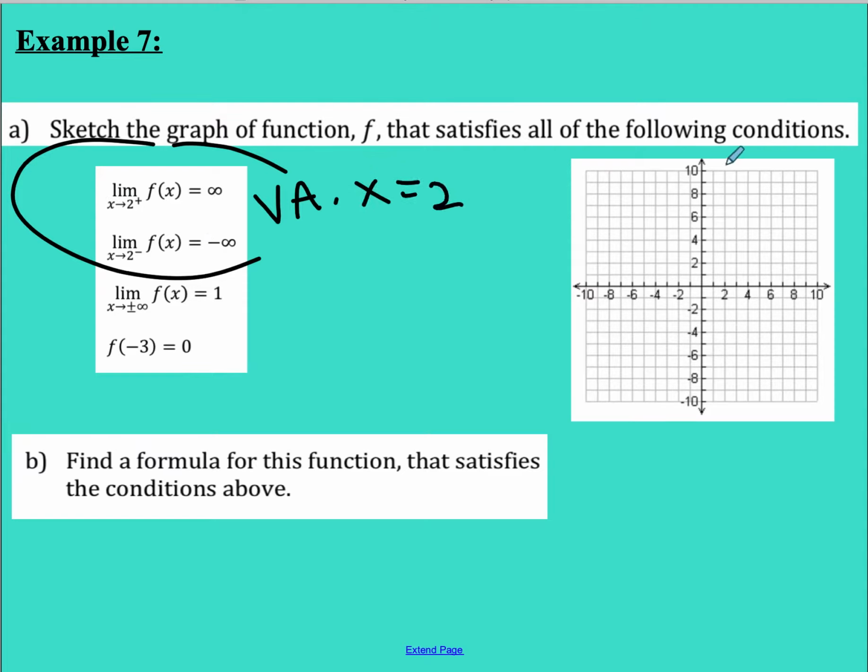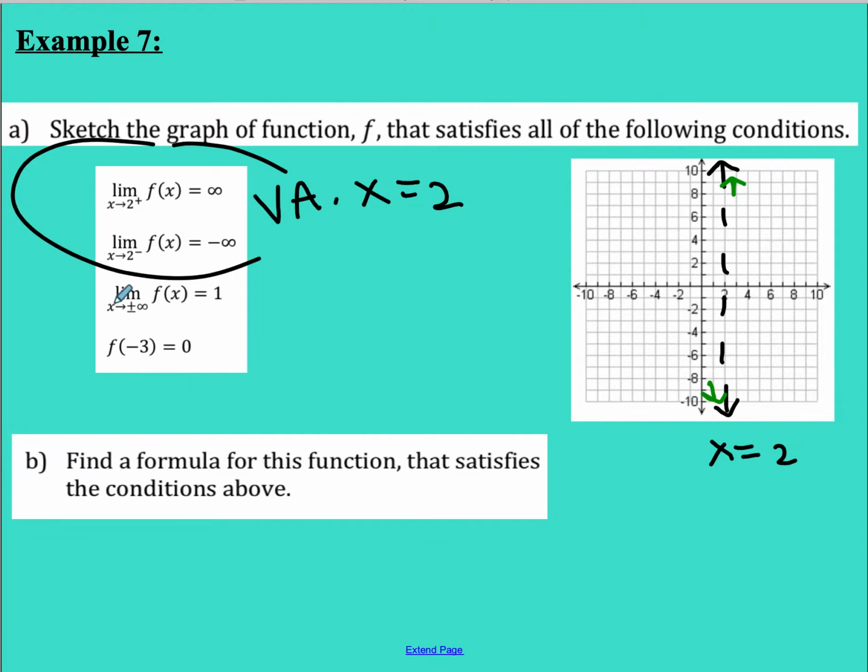I'm going to put that on there. And then it's always important that you guys label your vertical asymptotes. So this is x equals 2. And then I'm going to make a little note of where everything is going. So as you approach 2 from the right, my end behavior is going to infinity, so I know I need to end going upward. And then 2 from the left, I need to be going to negative infinity, which means I need to be going downward. So I'm just making a little note about that.